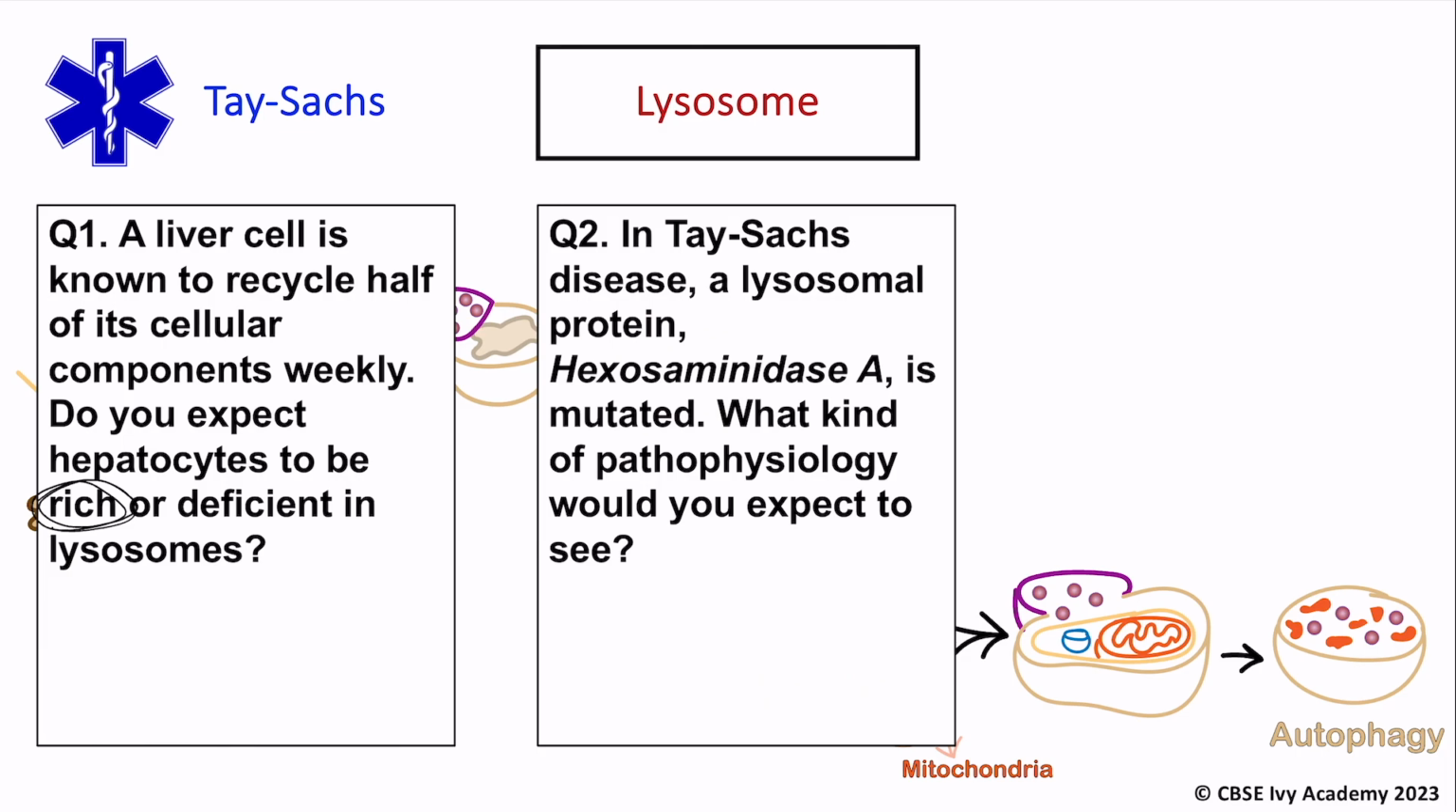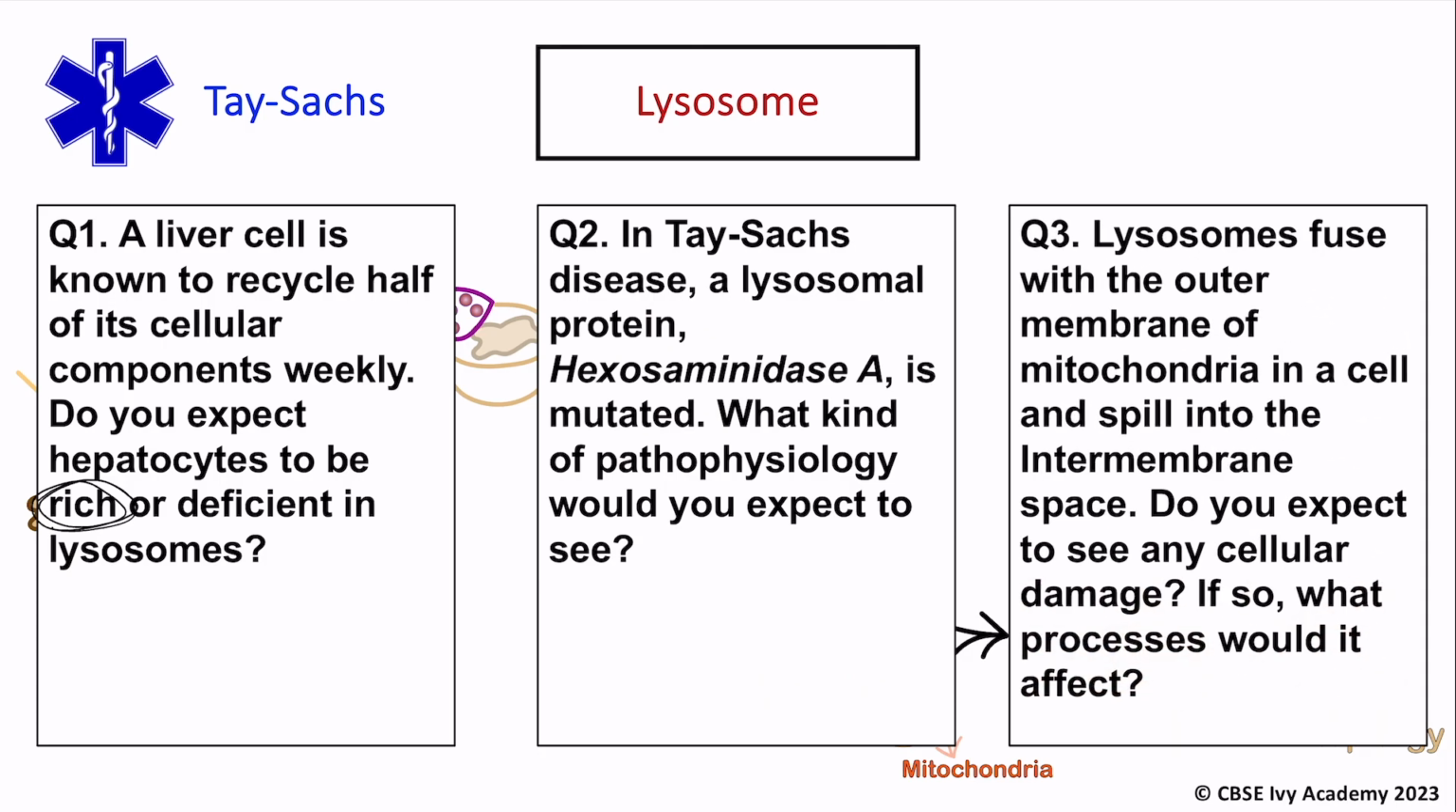without a functional hexosaminidase A protein, cells would be unable to hydrolyze and break down certain kinds of lipids. And this would lead to lipid accumulation and then subsequent cell death, like nerve cell death in the brain and spinal cord. So that's what can happen in Tay-Sachs disease when you have a mutation in a lysosomal protein.